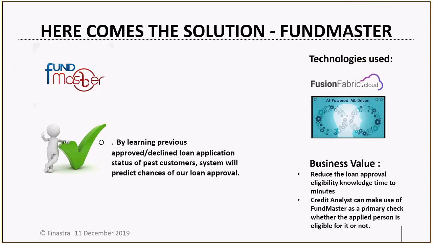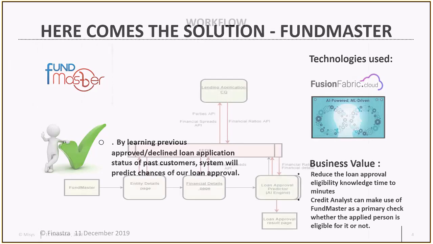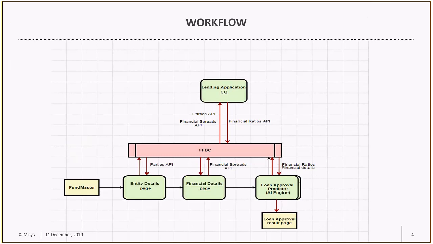Fundmaster is a borrower portal which will be predicting the loan application status of a customer within minutes. This is done by learning from the previous approved or declined loan application status of past customers. We are making use of fusionfabric.cloud and an AI-powered ML-driven engine. We will go in parallel with the workflow as well as the UI of Fundmaster.